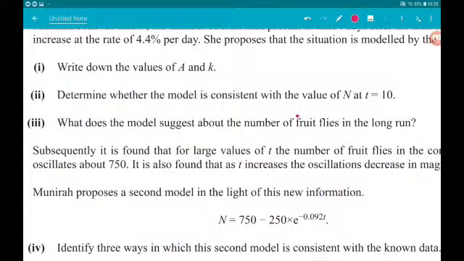Okay, then part 3 asks, what does the model suggest about the number of fruit flies in the long run? So it suggests that their population is just going to keep growing and growing indefinitely. So there is no limit to their growth by the model.